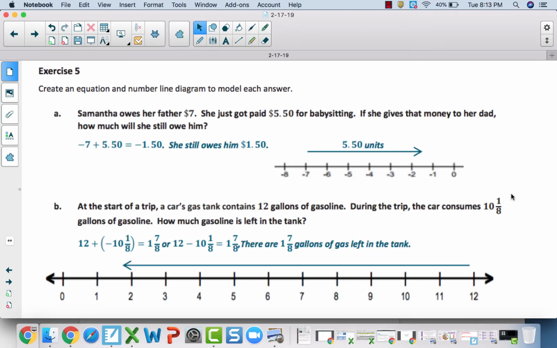For part A of exercise 5, you should have gotten an answer of she still owes him $1.50. So that's like a negative $1.50 towards Samantha. Owing this $7 is a negative, and getting paid $5.50 is a positive. So I have -7 plus $5.50. Now, with that set on the number line, we end up at -1.50, meaning she still owes $1.50. She didn't get to the positive yet.